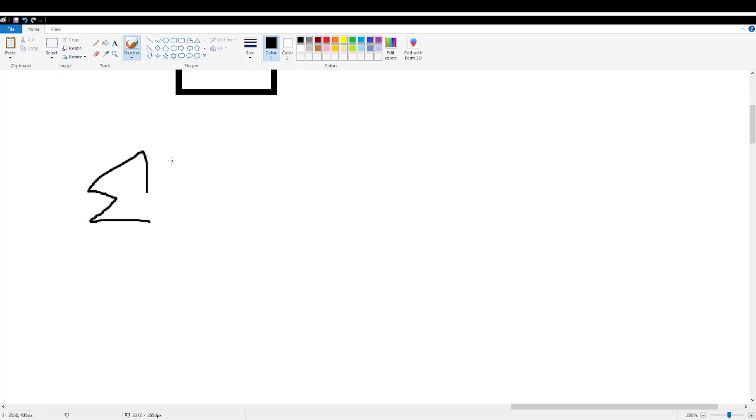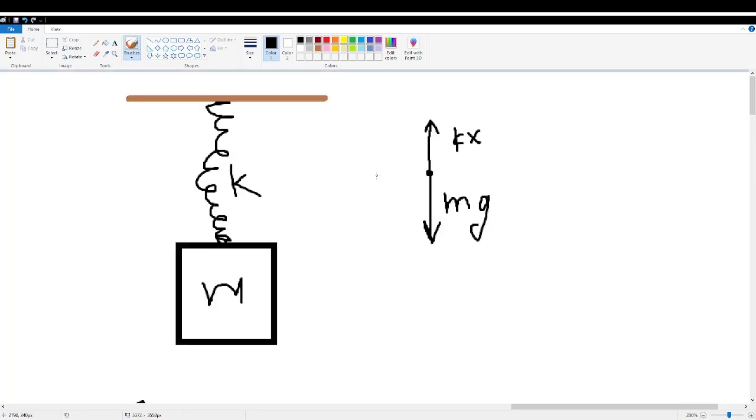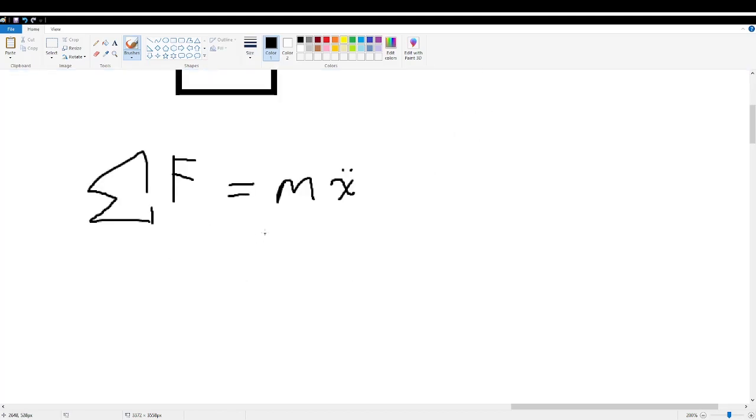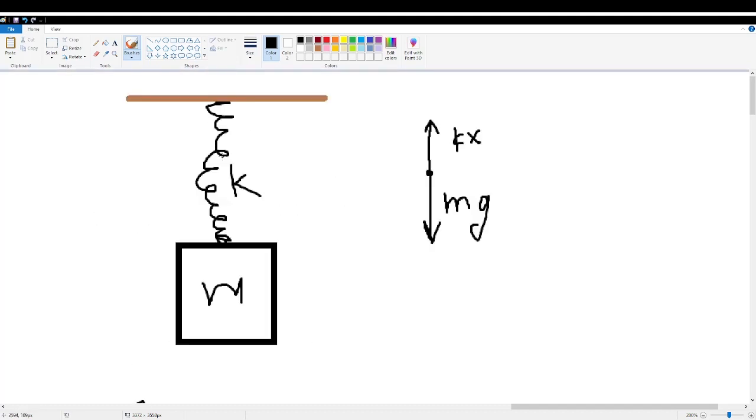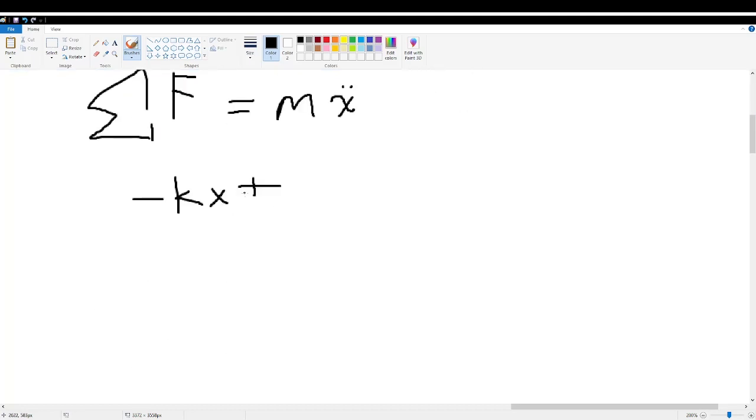The sum of all the forces acting on the block is going to be equal to the mass of the block times the acceleration it experiences. What are the forces acting on it? Remember, the spring force acts backwards, so that's negative kx. So let's say negative kx plus mg, acting downwards. We'll call that the positive direction because it makes the spring get longer. So plus mg is equal to m x double dot.